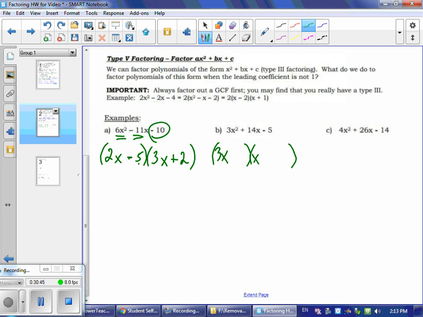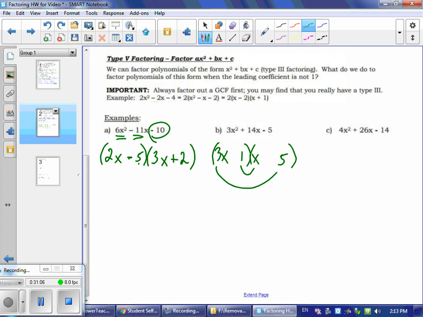In order to get 5, you've only got 1 and 5. The order will matter. So if I put a 1 here and a 5 here, I think I've guessed right on the first one, because if we switched them, this wouldn't work. Now if I look at my outsides, I get 15. Insides gives me 1. 15x and 1x can subtract to 14x.